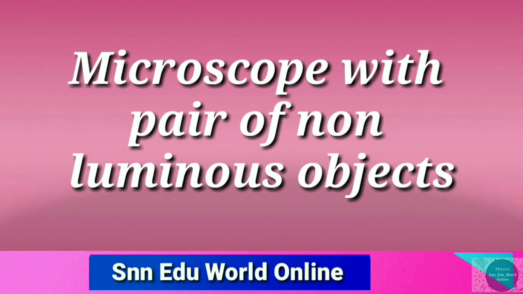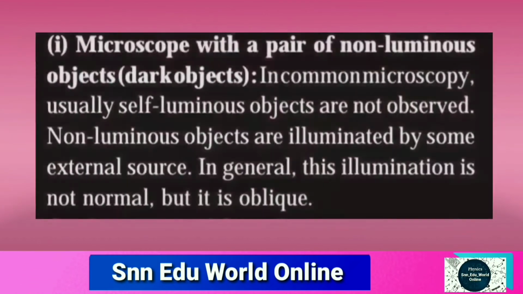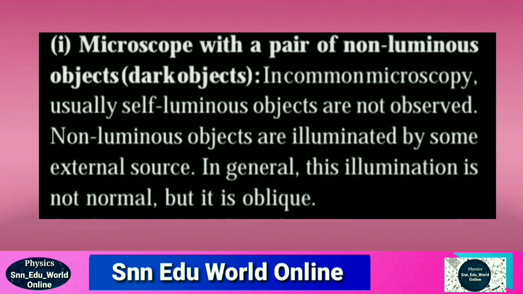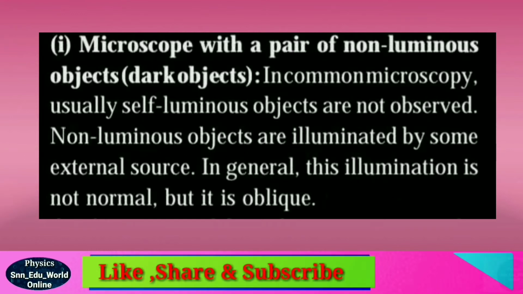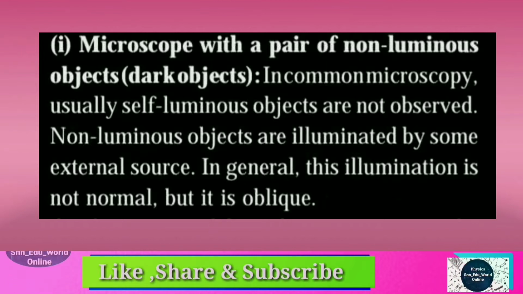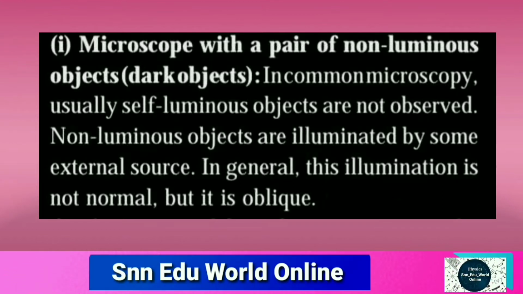Now we will discuss the case when the microscope is used with non-luminous objects, that means dark objects. In common microscopy, usually self-luminous objects are not observed. Non-luminous objects are illuminated by some external sources. In general, this illumination is not normal but oblique. That means if they don't have self-illumination, they will emit others' light, that means they will emit the light that they are reflecting from their surfaces.